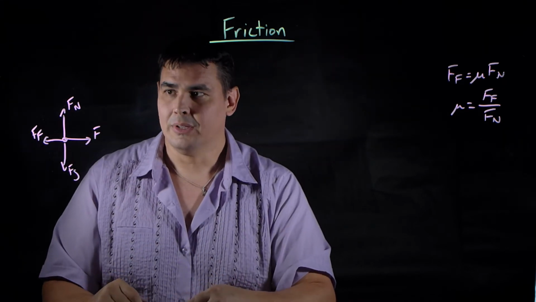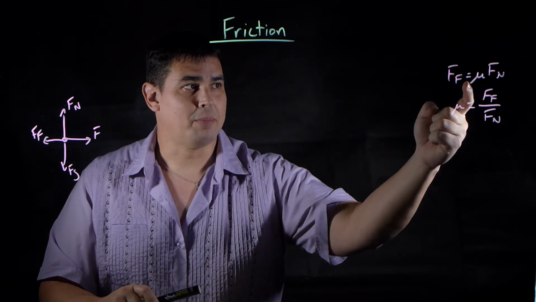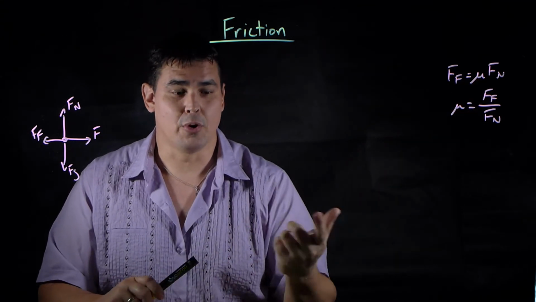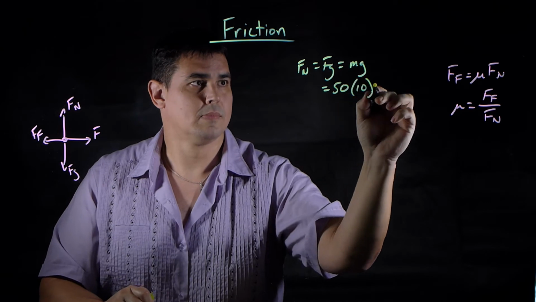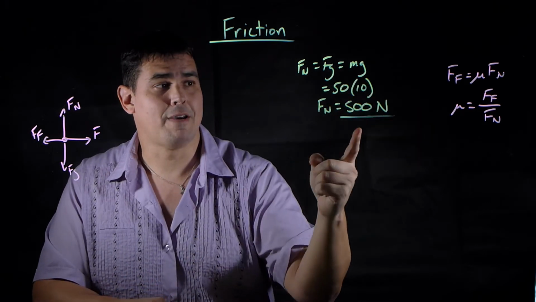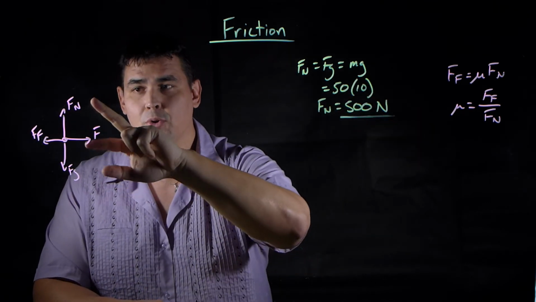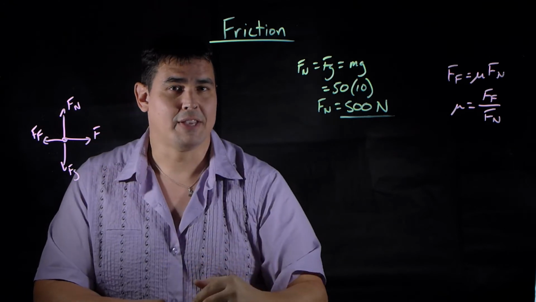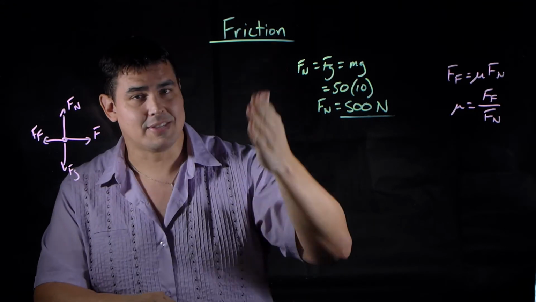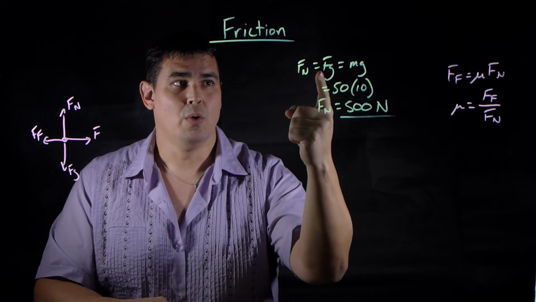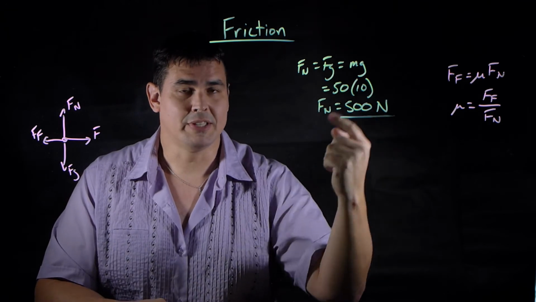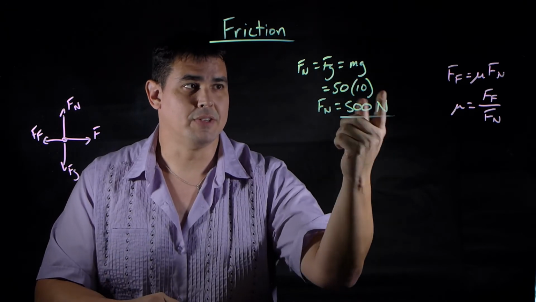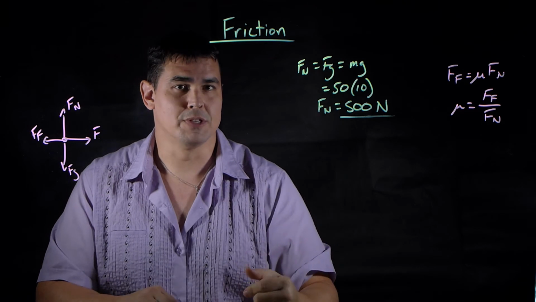Okay, so let's start with trying to figure out how much friction is. I need the normal force. My normal force is going to be 500 newtons because the normal force and the weight have to cancel each other out, since obviously the box isn't accelerating up and down. Weight is mass times g, and I'm using 10 for g instead of 9.8. So 50 times 10 is 500. So my normal force is 500.